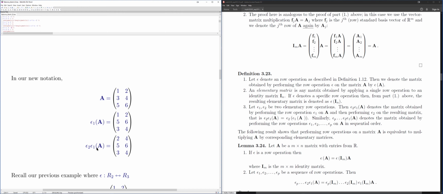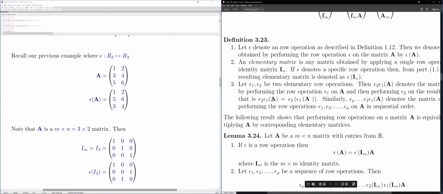I had A over here to start off with. This is my original matrix, and I applied two row operations to it, epsilon 1 and then epsilon 2. So I had A, applied my first row operation, which is epsilon 1, and then applied my second row operation, which is epsilon 2, to get me my result. So this is A, you apply epsilon 1 and then you apply epsilon 2, and this is the resultant matrix.